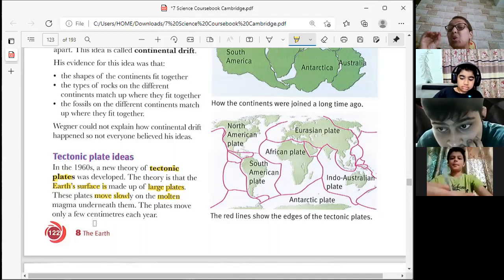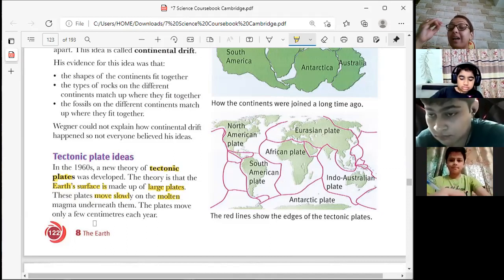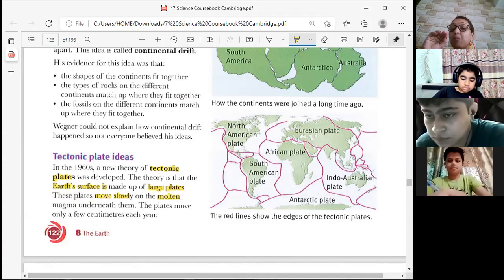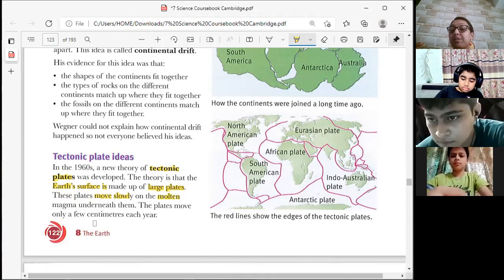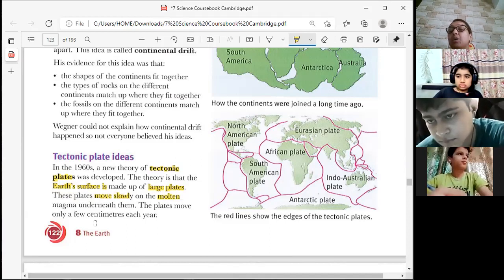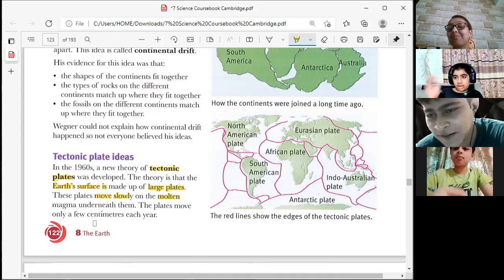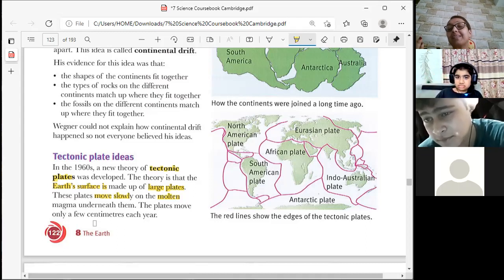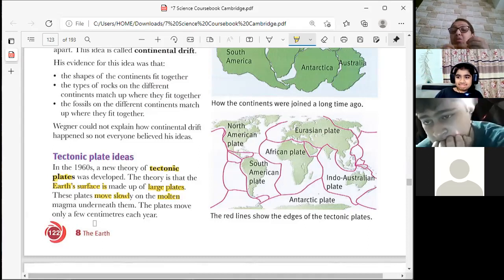Just imagine how slow they are moving, and that is the only reason why we don't realize that there is some movement. Okay, see, we are all sitting in our houses. We are on the Zoom meeting. Do we actually realize the rotation and the revolution that is happening? No. Then how are we going to realize such slow tectonic plate movements, just a few centimeters?